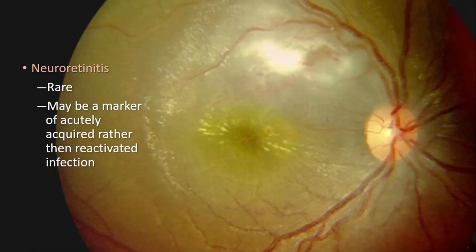So toxoplasma can also present as neuroretinitis, and in a classical neuroretinitis, if you see carefully adjacent to that, there is a retinitis with subtle hemorrhages around. So most often this is acquired rather than a reactivated infection.